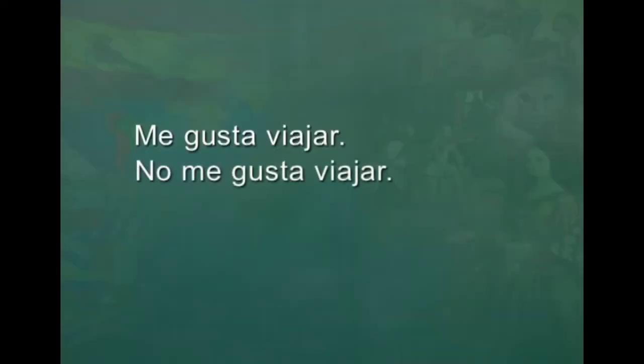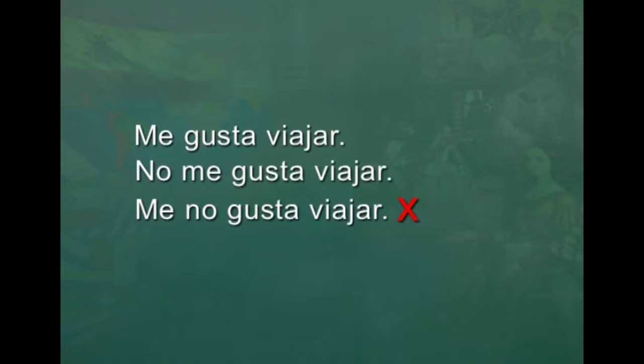Normally, we put the no before the verb. That is, hablo, no hablo. I speak, I don't speak. But in this case, the no comes before the pronoun. Me gusta viajar. No me gusta viajar. It is wrong to say me no gusta viajar. It is right to say no me gusta viajar. So, please notice this difference and practice accordingly.